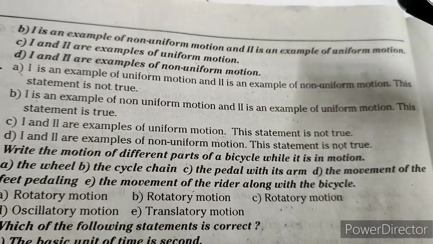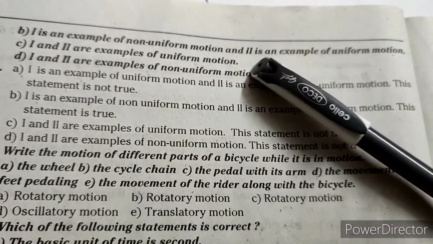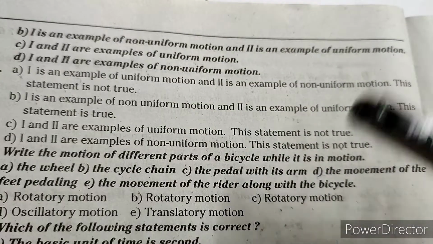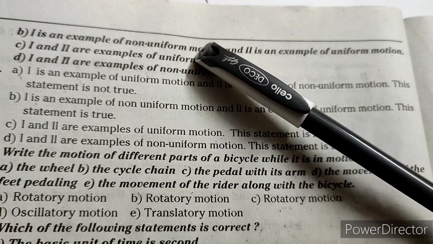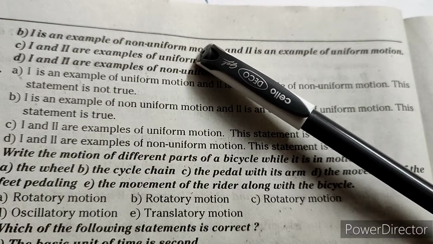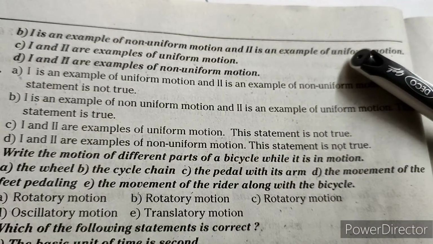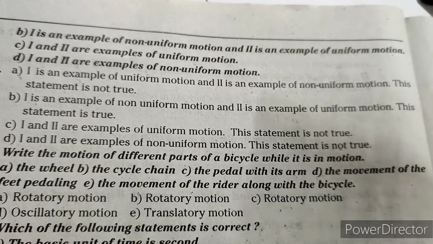Next, B. 1 is an example of non-uniform motion and 2 is an example of uniform motion. Yes, this statement is correct. Already we have seen, the first one is non-uniform. Okay, 7 hours, 6 hours, and the distance traveled is also different. And here in each hour he travelled 70 kilometers. So this is uniform motion. So this B statement is true.